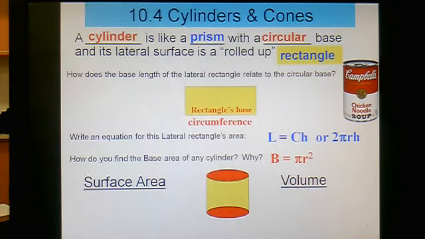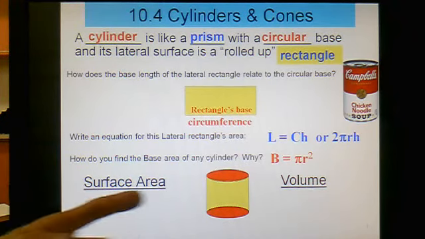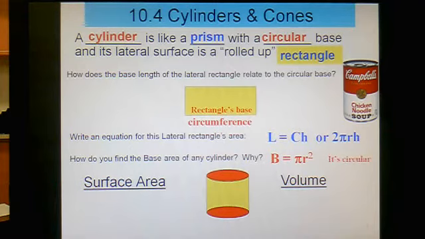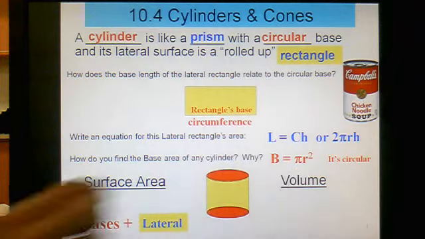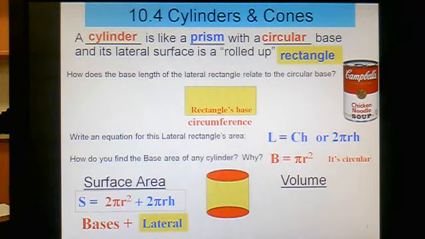So this is a section where we tend to take this and dump it into one formula. And it looks kind of intimidating, but it's just the concept that you add the bases plus the lateral area. So you're going to add 2 pi r squared plus this circumference times height.